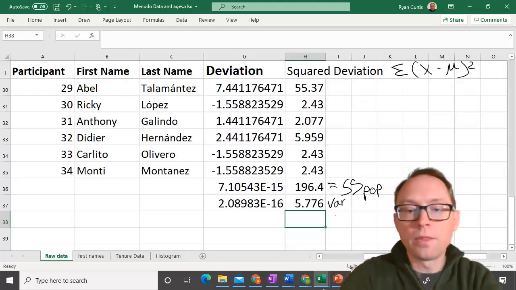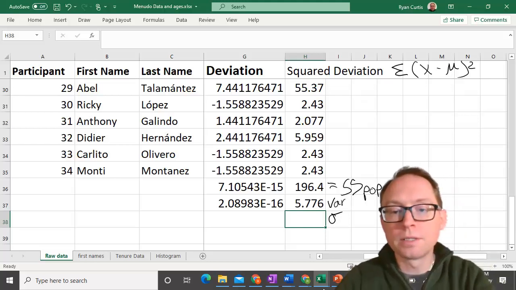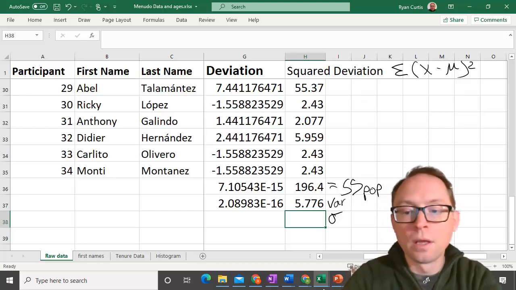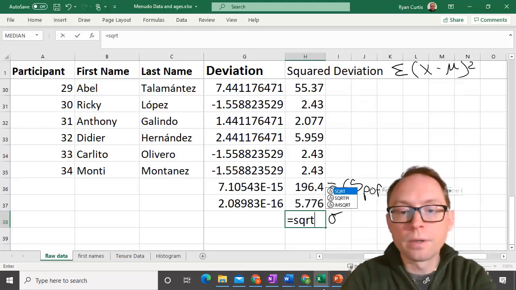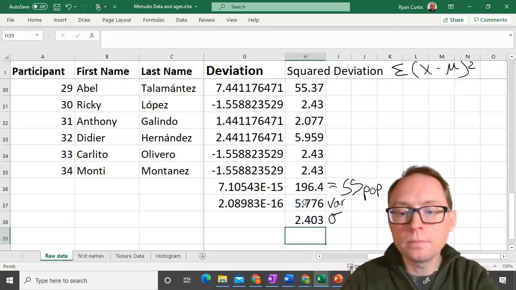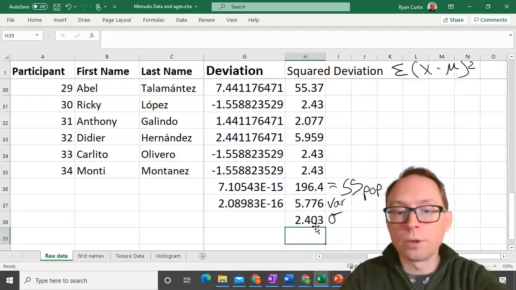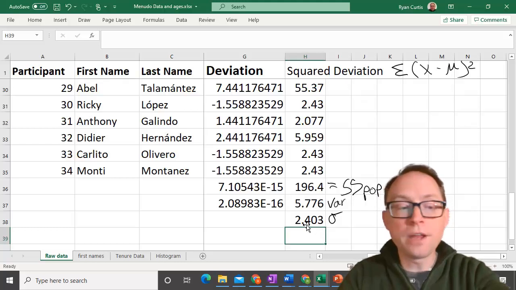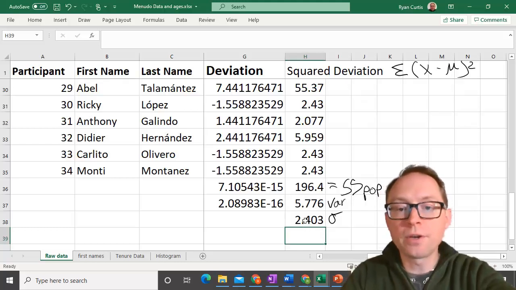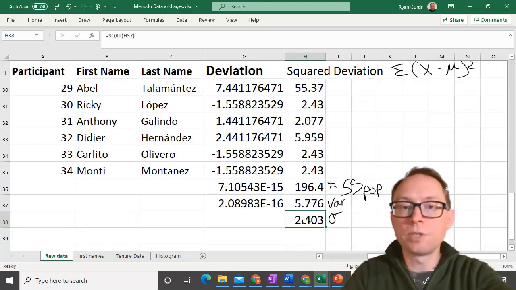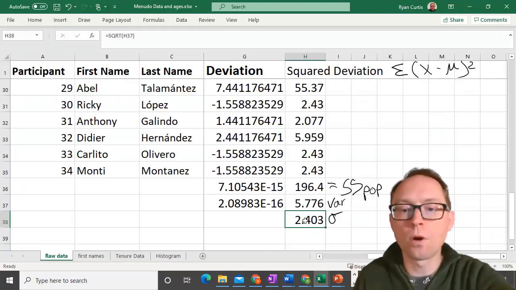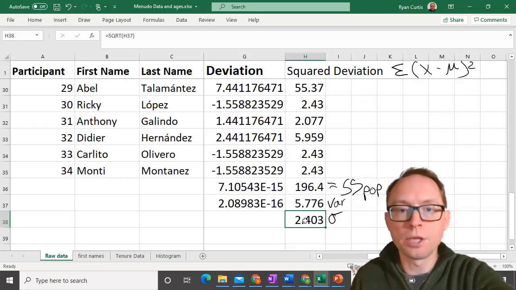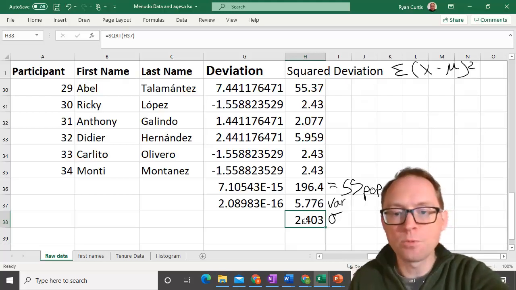And this is going to be lowercase sigma, because this is the standard deviation of the whole population. So this is going to be the square root of the variance, 2.40. Okay? So the standard amount of deviation from the mean, the standard number of years of deviation from the mean, is 2.40 years. Okay, 2.40 years.